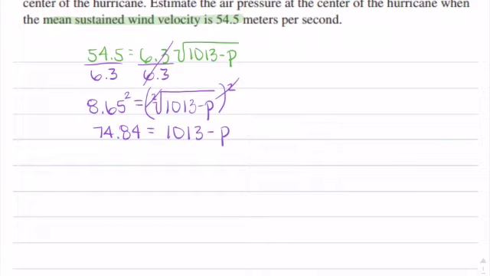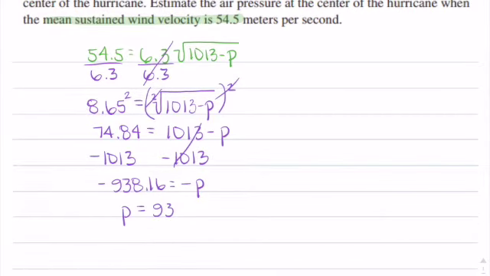And now we continue solving. We're trying to solve for P, so we need to get rid of the 1013 by subtracting it from both sides. That's going to leave me negative 938.16 is equal to negative P. I want positive P, so I'm going to multiply through by a negative 1, or you can just think of it as canceling the negatives on both sides. And that's going to leave me with P is equal to 938.16, and my units on that is millibars of pressure.